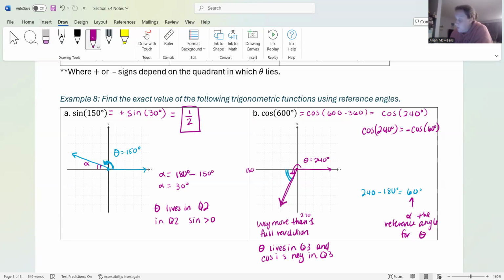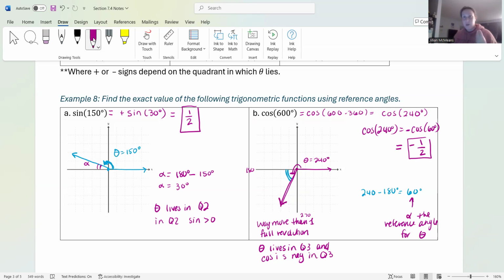Okay, so again, you go back to your notes from section 7.3. We have that table that has all of the trigonometric functions for 30 degrees, 45 degrees, and 60 degrees. And we can see that cosine of 60 degrees is 1/2. But because theta lives in quadrant 3 and cosine is negative in quadrant 3, we need to say that this is negative 1/2.